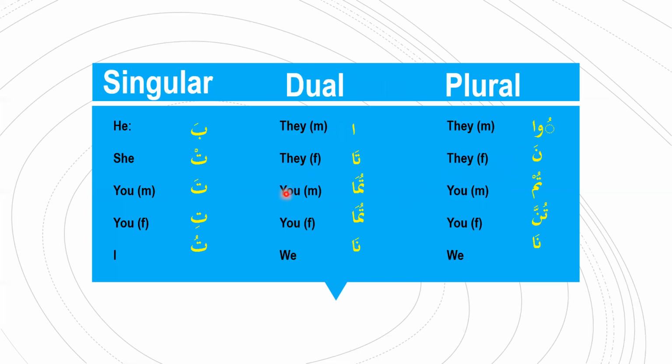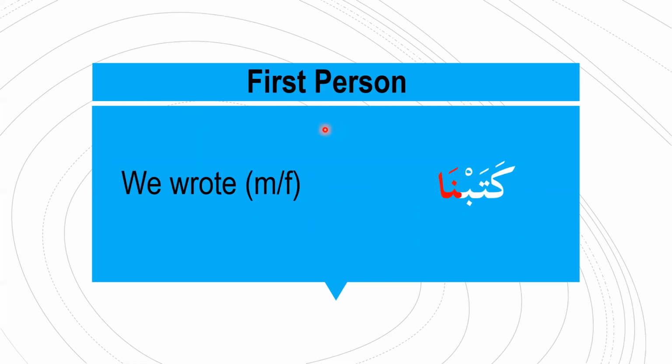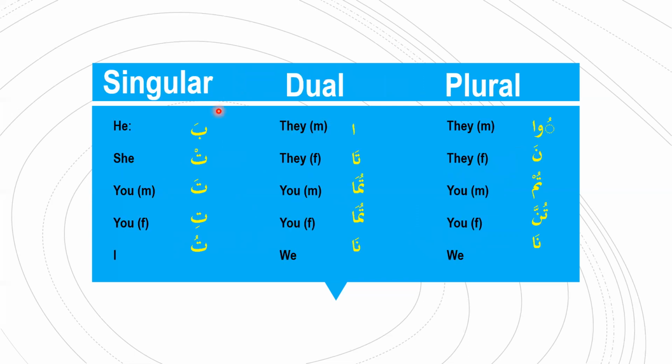This is a table that I would like you to memorize. Once this table is memorized, it'll be easier to add on for the first person, second person. So, singular, he, we only add a ba. For she, ta. And as you can see, there's a sign on top of it. So we don't pronounce it, we say katabat.